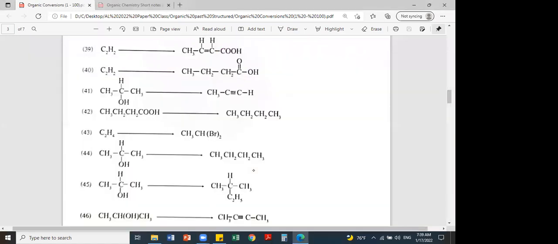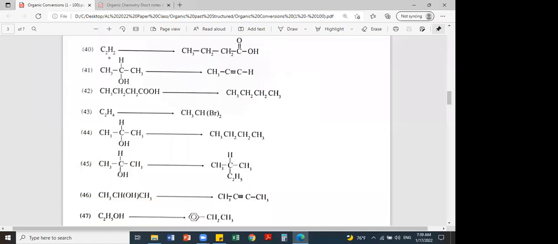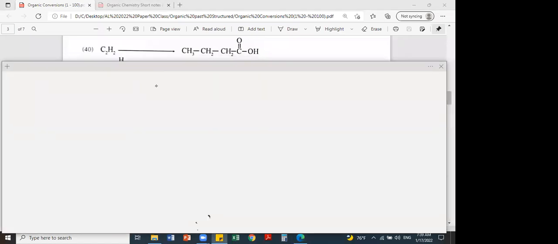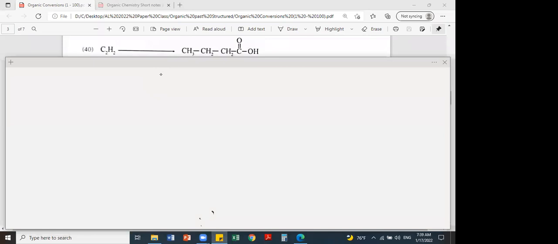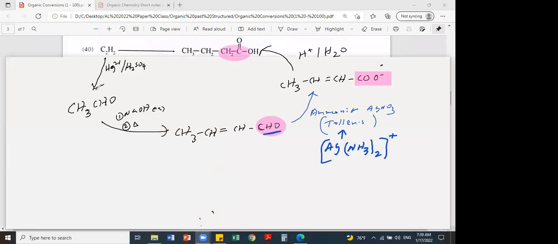And next one, the 40th one. Can you quickly post the answer to the chat? If you had done it, it's almost the same thing, right? Only a small modification here: you have to reduce the double bond. That's it, you have to reduce the double bond and get it.